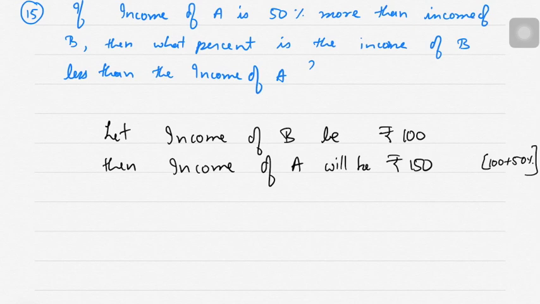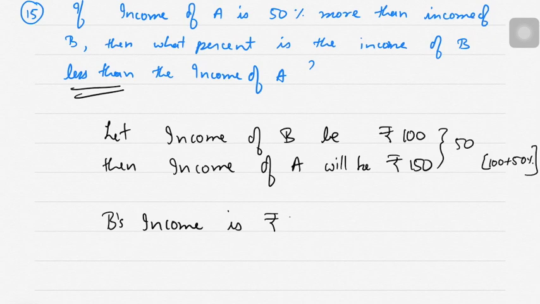Correct? Then what percent is the income of B less than income of A? So what is the difference between both the incomes? 50, right? So B's income is rupees 50 less than income of A. Correct? How did I get rupees 50? 150 minus 100. Okay.